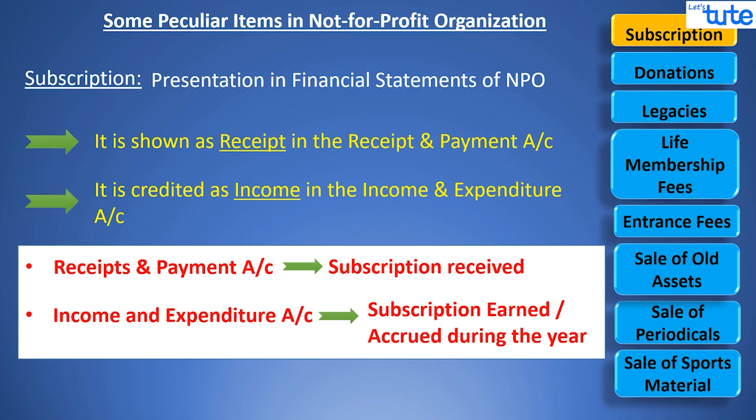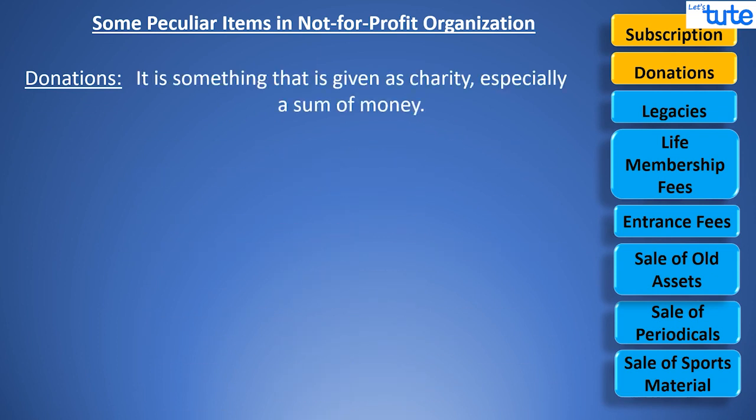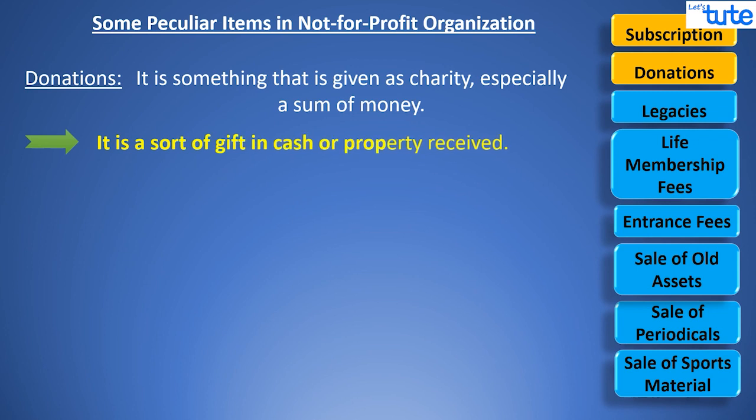Moving ahead with the next item, that is donation. Friends, what is the first thing that comes to your mind when you hear the term donations? Yes, you guessed it right. It is something that is given as charity, especially a sum of money. Basically, from the viewpoint of NPO, it is a sort of gift in cash or property received from some person or organization. Now let's understand the accounting of the same.